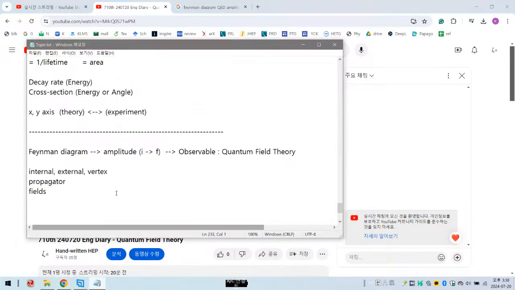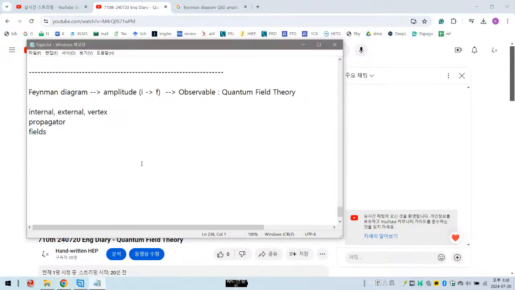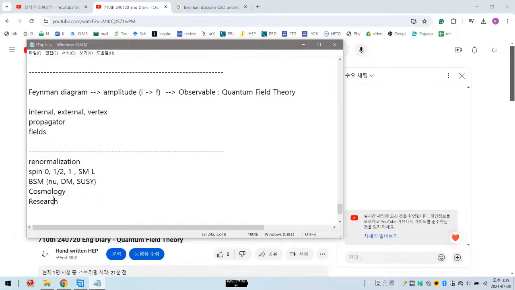Now I want to talk about some non-academic things. I already talked about some academic things, and I mentioned that maybe next time I'll talk about the normalization, and also the many types of spin, spin one half, spin 0 and spin 1, and also the standard model Lagrangian. And then we'll go to BSM, like neutrinos, dark matter, and supersymmetry, and I will go to some cosmology. And finally, I will go to my research paper.